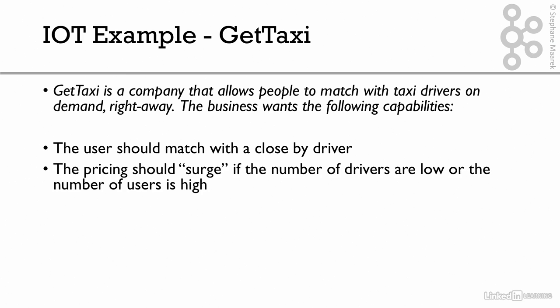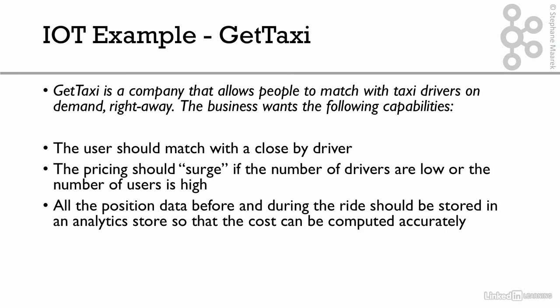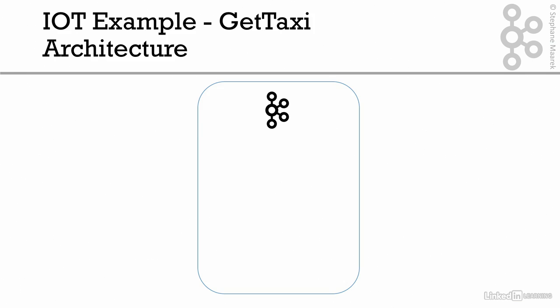The pricing should surge if the number of drivers is low or the number of users is high. And all the position data before and during the trip should be stored in an analytics store so that the cost can be computed accurately and we have access to the data for whatever data science we need to do. So again, take some time to pause and figure out how you would implement this using Kafka. Got it? All right, let's get to the solution.